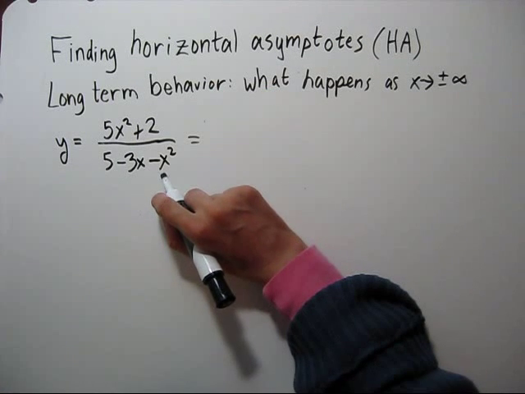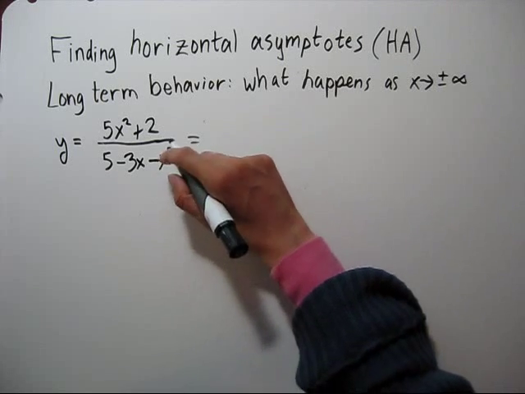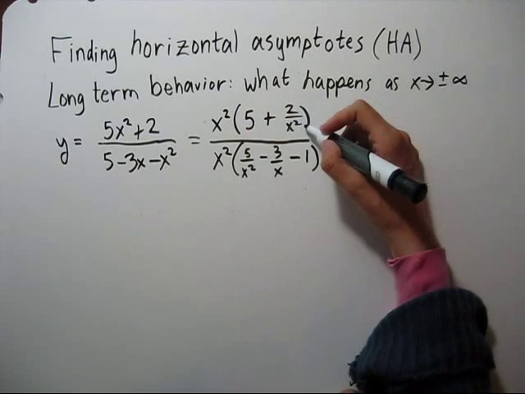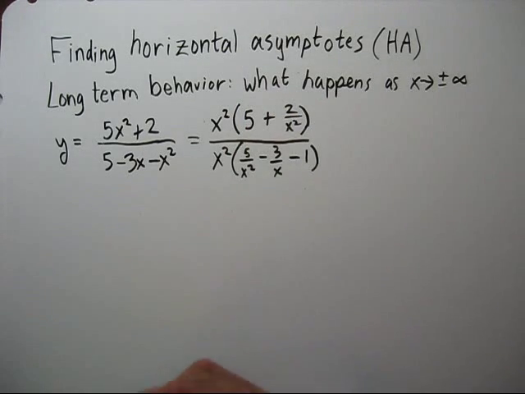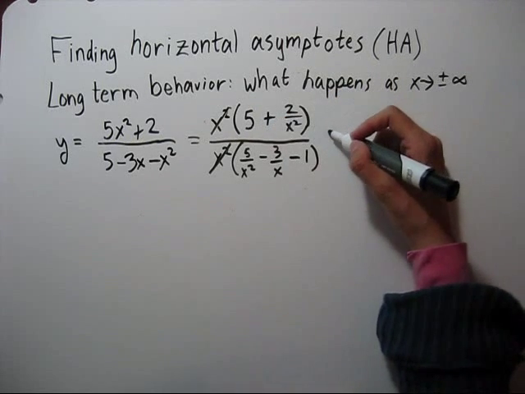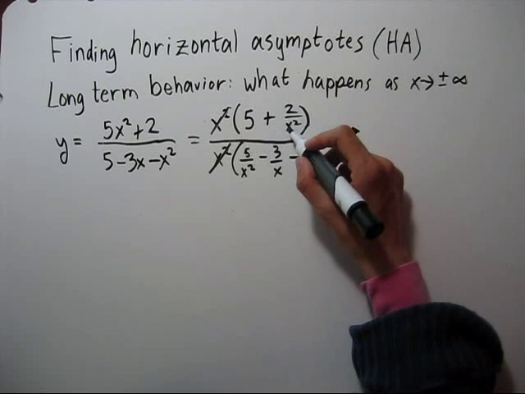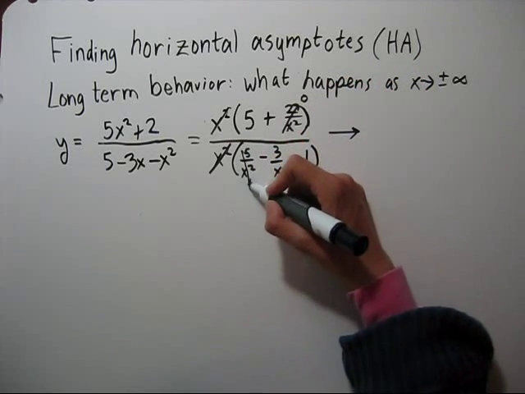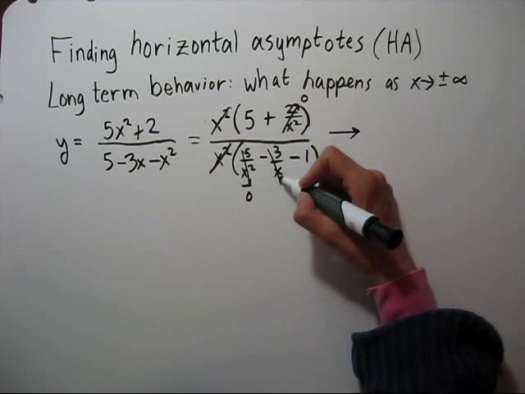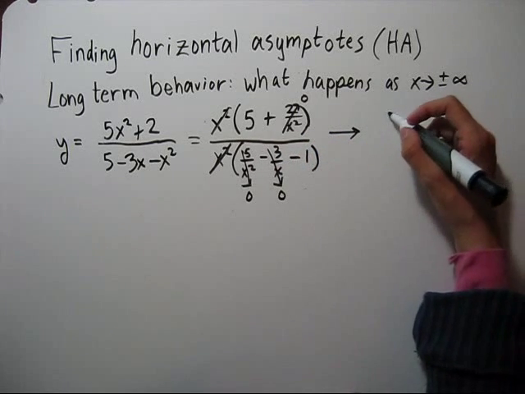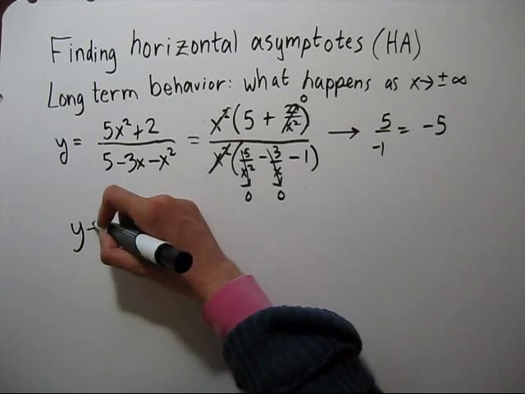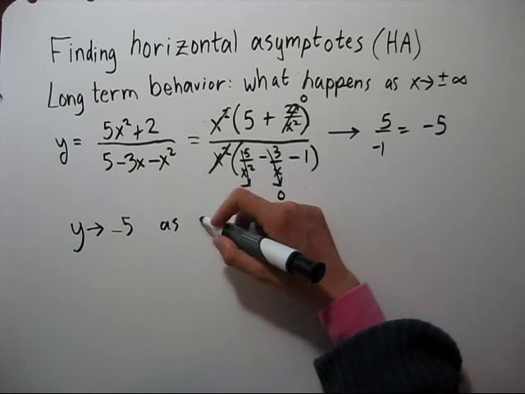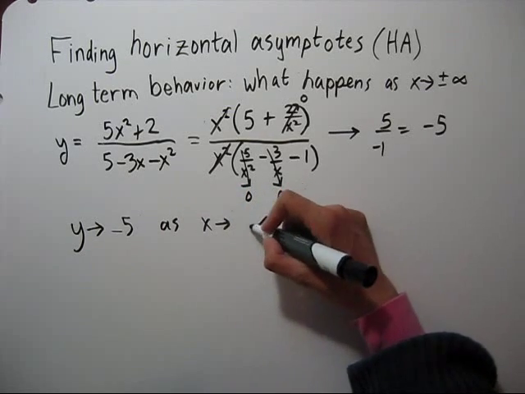We're going to take the highest power of x that occurs in the denominator and pull it out of the numerator and denominator. Now we can cancel our x squareds. And now let's see what happens as we put in a really big number for x. 5 is still 5. 2 divided by a really big number squared is going to go to 0. Same thing here, this will go to 0. We have 3 divided by a really big number, that goes to 0. So this will go to 5 over negative 1. Y goes to negative 5 as x goes to positive infinity.